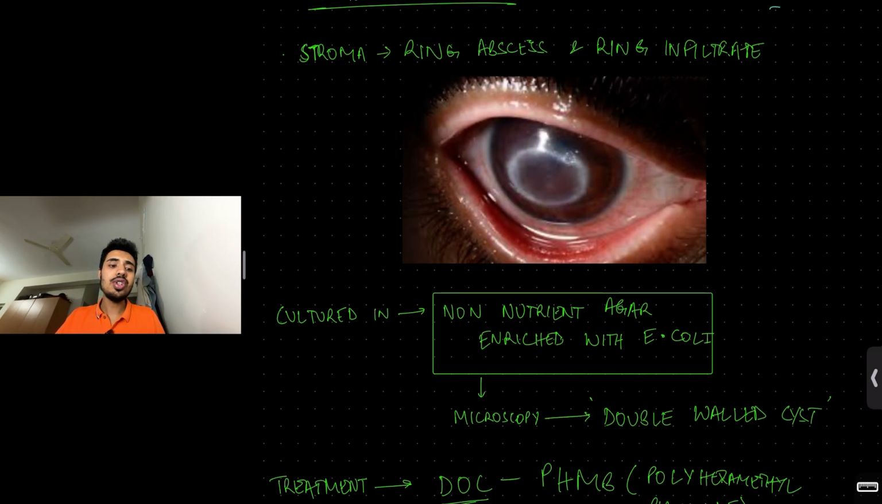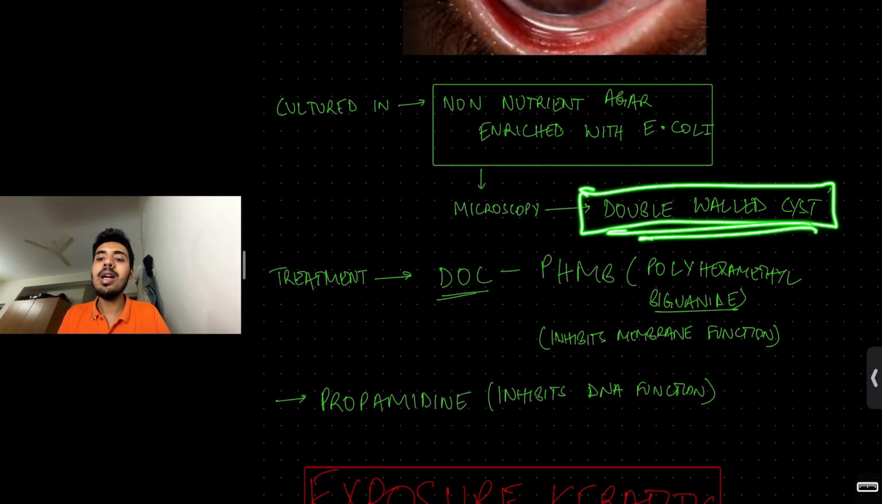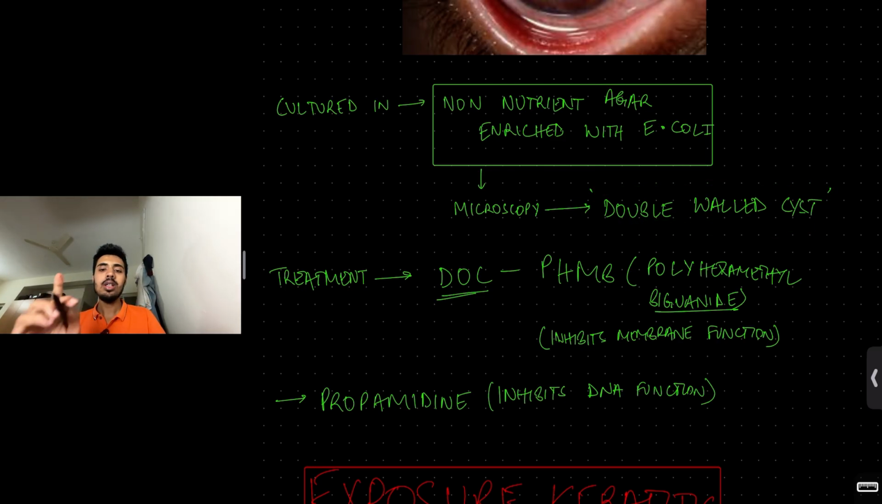And when you culture it, where do you culture it? You culture it in non-nutrient agar enriched with E. coli. This is an MCQ question. And when we culture it, you can see in the microscopy the double-walled cysts of Acanthamoeba castellani. That is the microscopy.